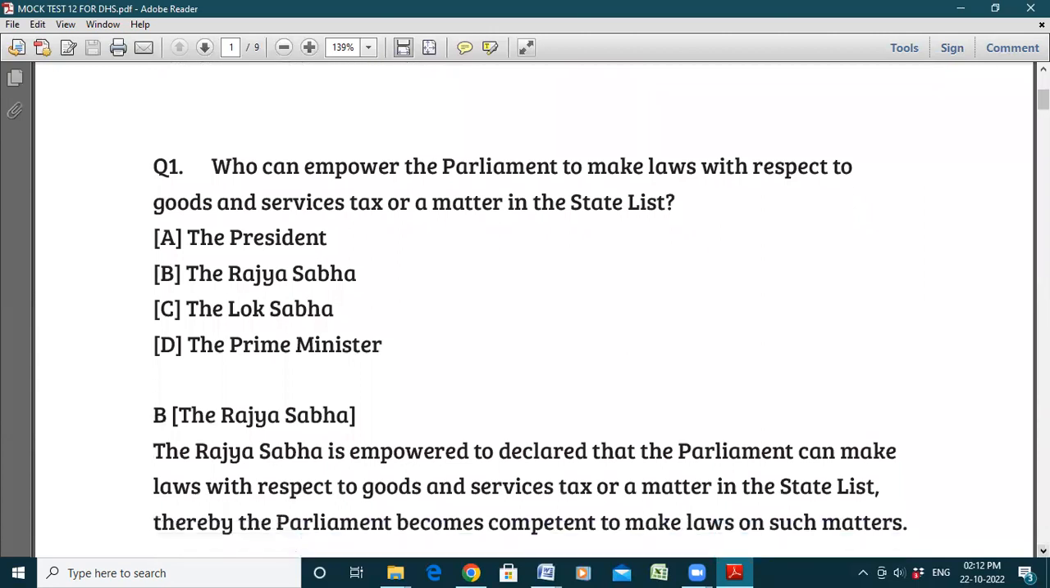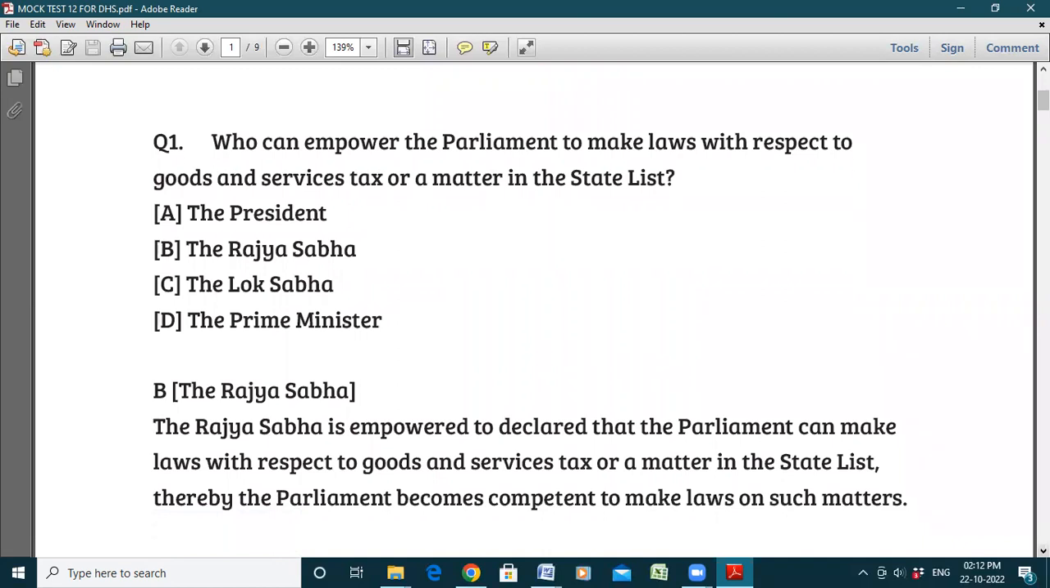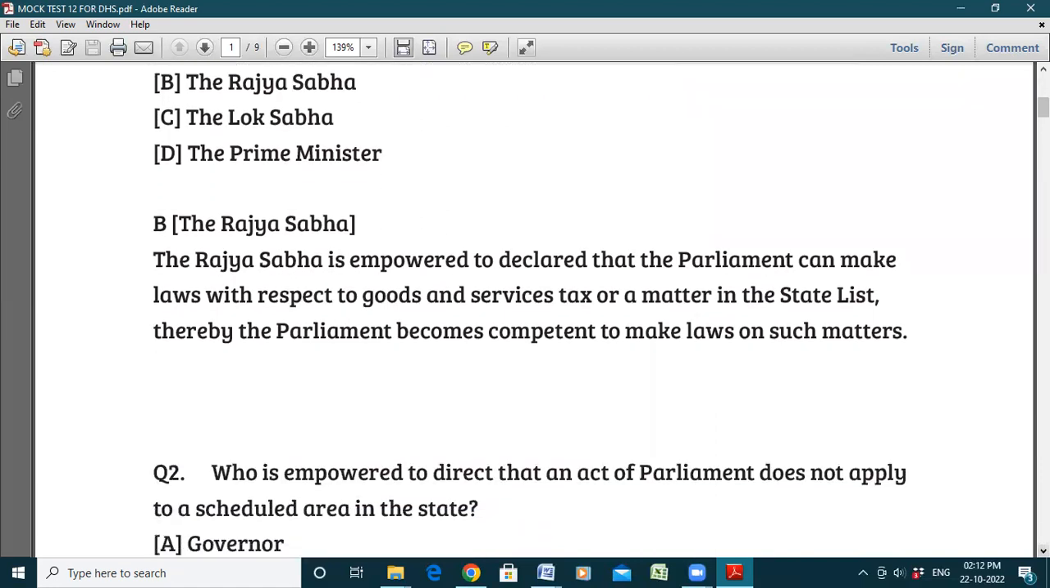The Rajya Sabha is empowered to declare that the Parliament can make laws with respect to goods and services tax or a matter in the state list. Therefore, the Parliament becomes competent to make laws on such matters. So our correct option will be option B.